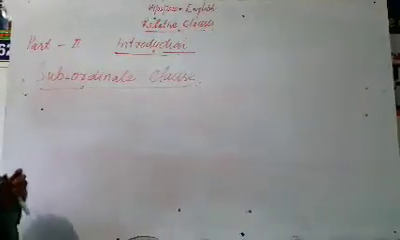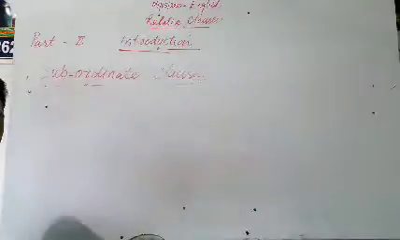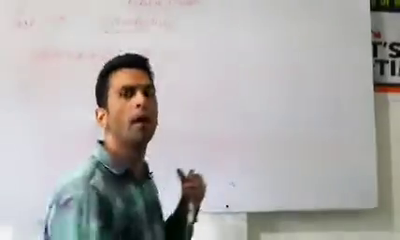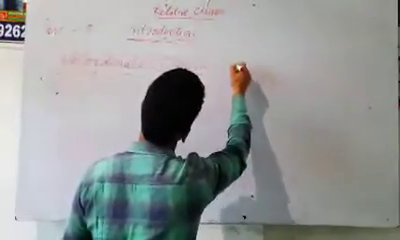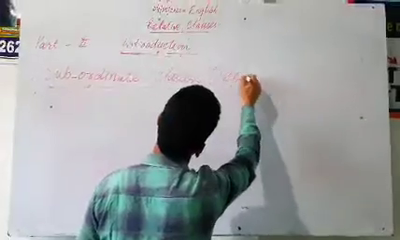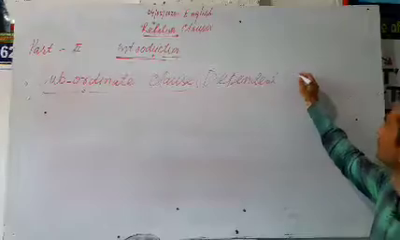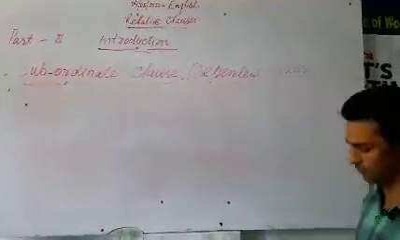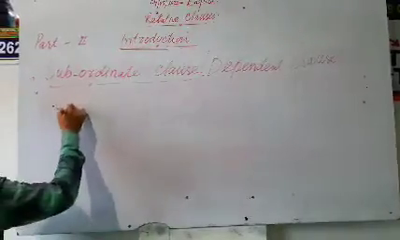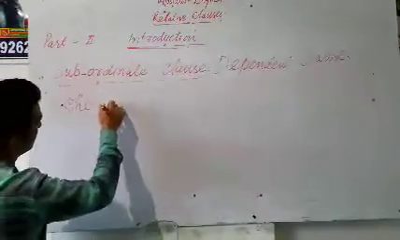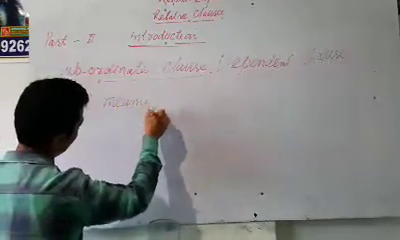Now this subordinate clause is also called a dependent clause. Why is it called a dependent clause? Because the meaning of this clause is dependent upon another part of the sentence. Generally, we can say that the meaning of the clause is dependent upon another clause or upon another part of the sentence.